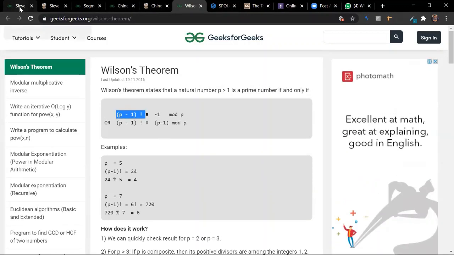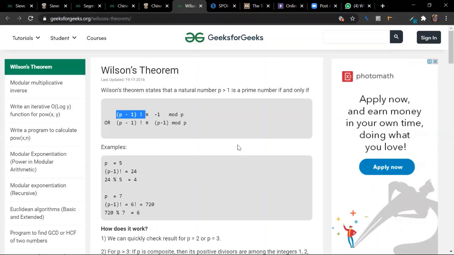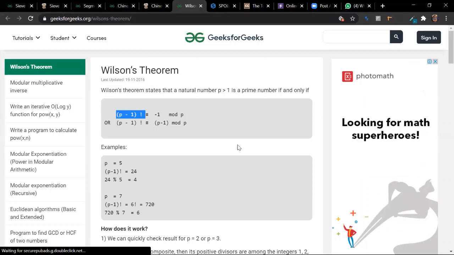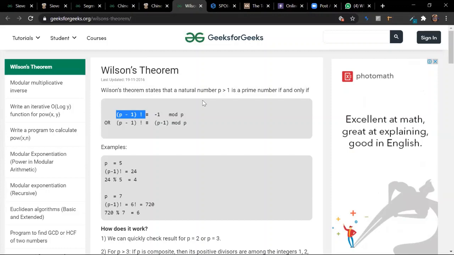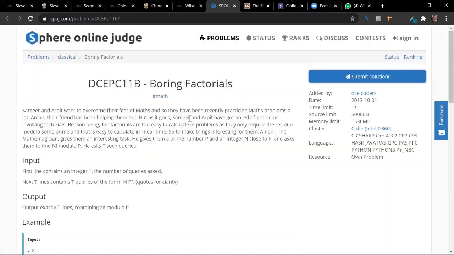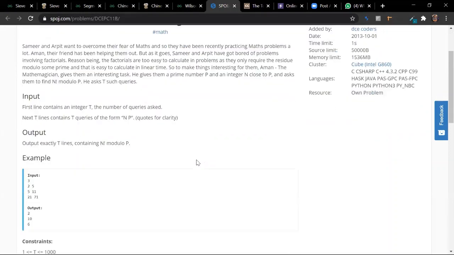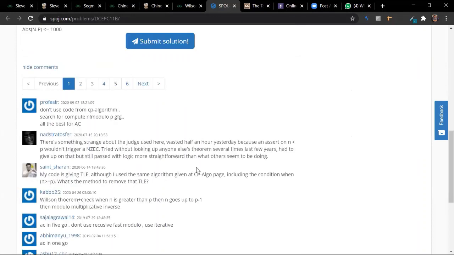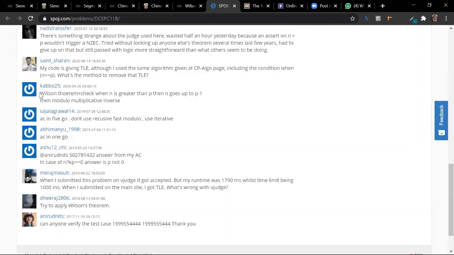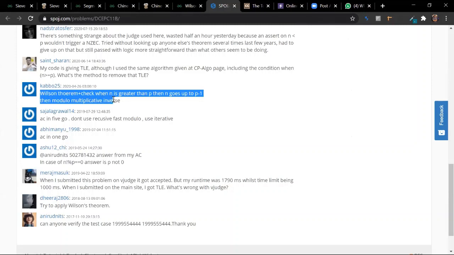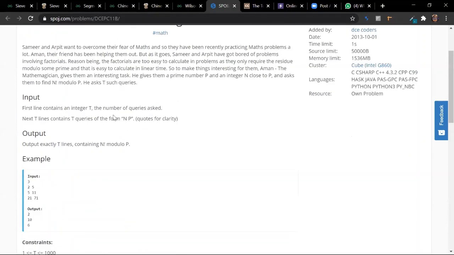For the previous one, the sieve of Eratosthenes, the complexity is very nice. It's O of n log n, so it's almost linear. And to use this Wilson's theorem, this is a practice problem from SPOJ. I'll also share this link with you. You can check it out. I'll show you. Yeah, see, you can see here in the comments also. This is based on Wilson's theorem, and to check this, like if it's greater than p and all. So you can check out this problem.